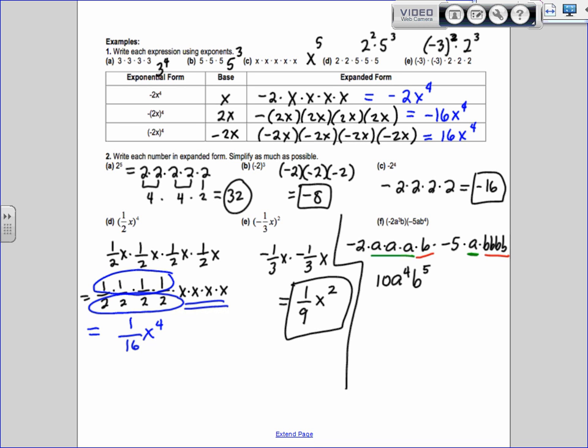Okay, so it's all coming back to you. You remember this from Algebra 1? Feeling good? 5.1, easy. All right, so let's try some more complicated things.